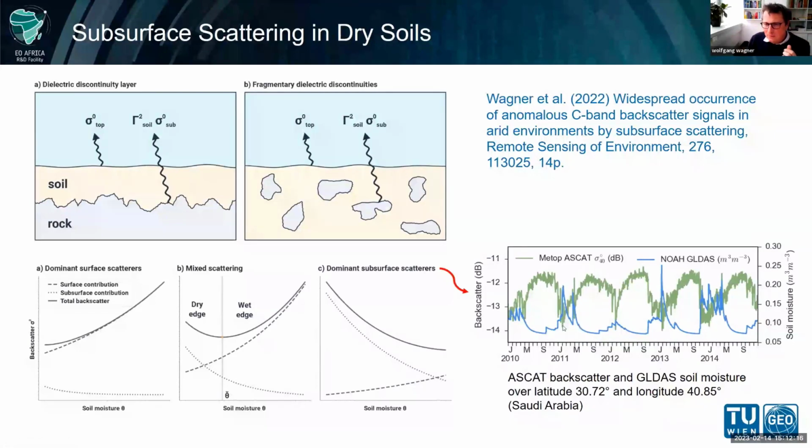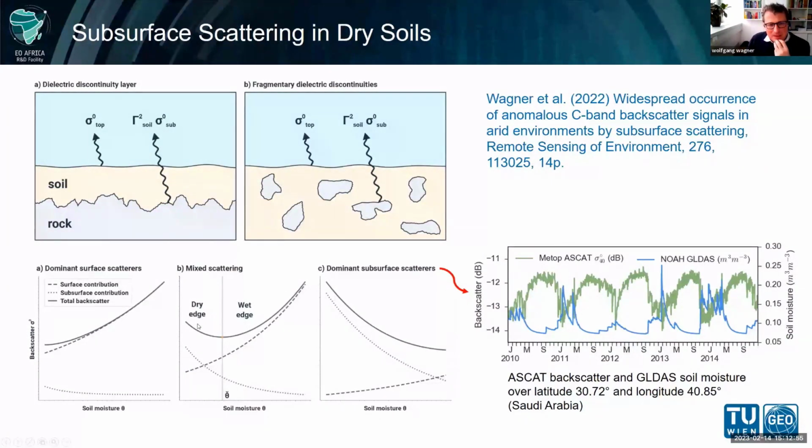This is not an example from Africa, but somewhere in Saudi Arabia, where you see here a modeled soil moisture estimate from an American model. And normally you would expect backscatter to behave temporally like this blue line. If you look in this case at the MetOp ASCAT backscatter time series, you see the behavior is flipped around totally. So it's a negative relationship between backscatter variability and soil moisture variability. So a clear case for dominant subsurface scattering.